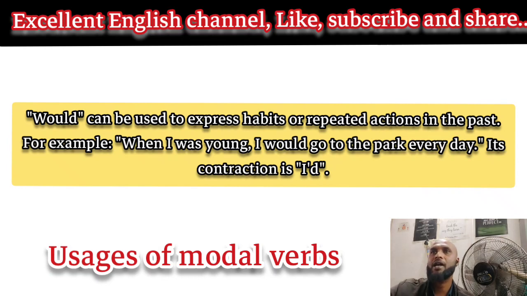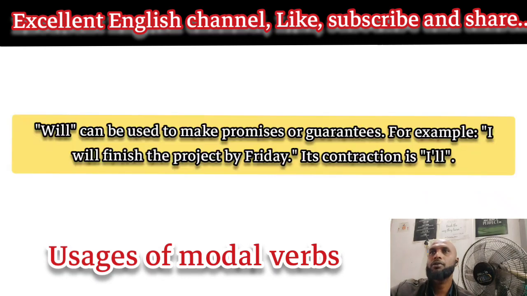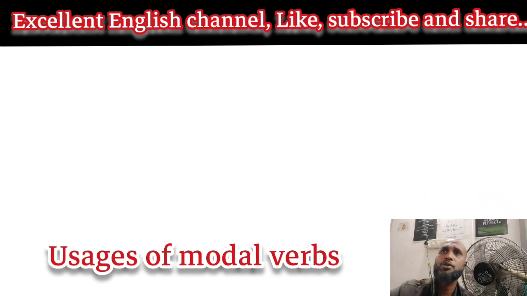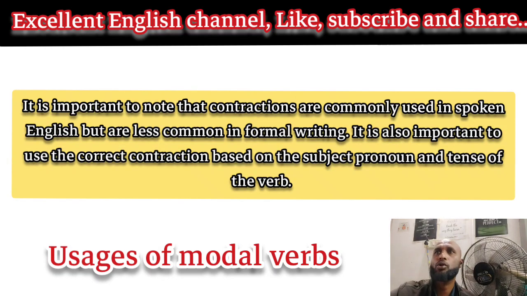Its contraction is I'd. Will can be used to make promises or guarantees. For example, I will finish the project by Friday. Its contraction is I'll. Would can also be used to express a preference or desire. For example, I would prefer to go to the beach instead of the mountains. Its contraction is I'd.